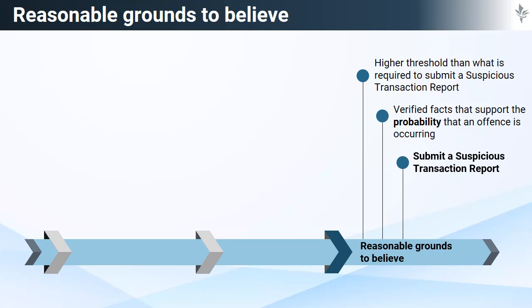The commission of a money laundering or a terrorist activity financing offense is another component of a suspicious transaction. Let's take a look at each of these offenses more closely.